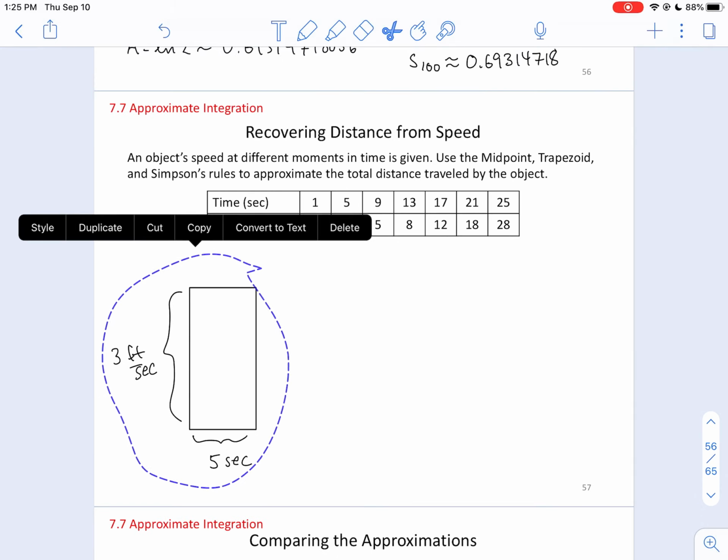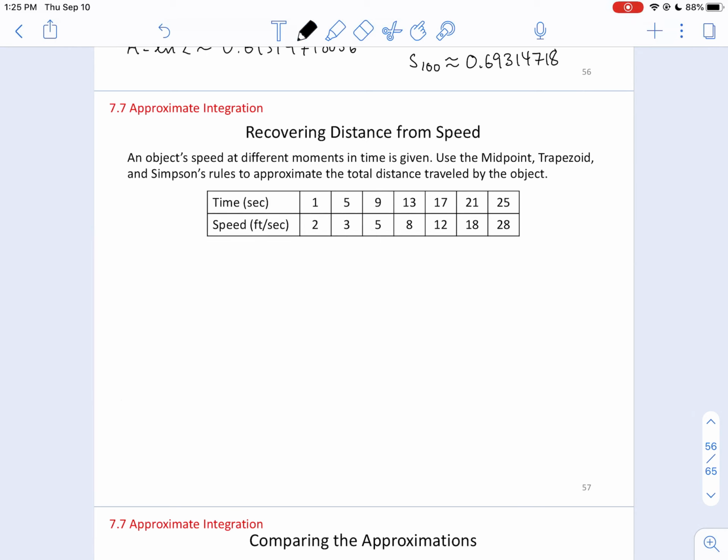Okay, so we have this table of data. At different times, we know the speed of an object, and the goal is to use midpoint, trapezoid, and Simpson's rules to approximate the total distance traveled by that object. And I'm going to make a little number line here. We're going to start it at 1 and end it at 25. How many subintervals can I create out of this? Well, we have 1, 2, 3, 4, 5, 6 subintervals. So I'll cut this in half and then in thirds. So there's 6 subintervals. The times are 5, 9, 13, 17.